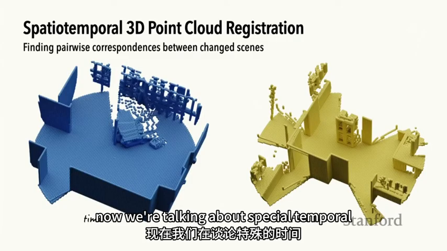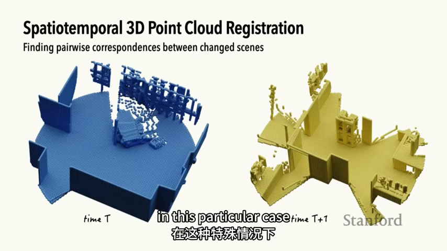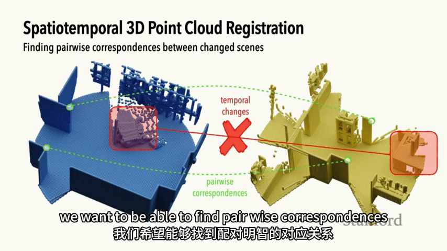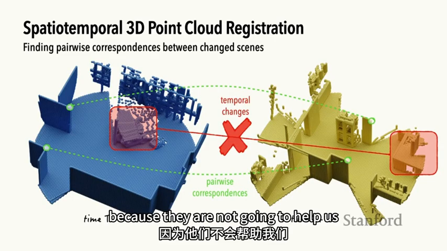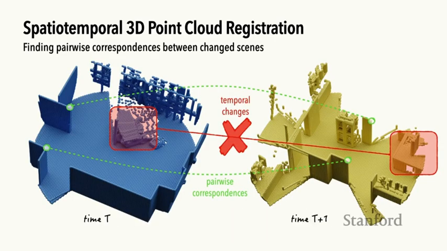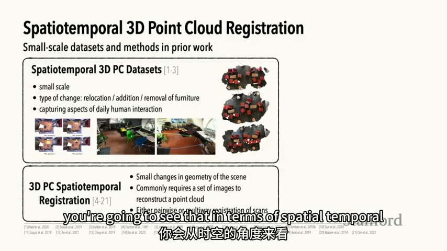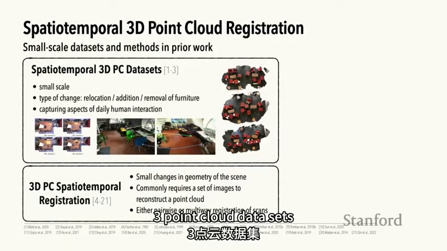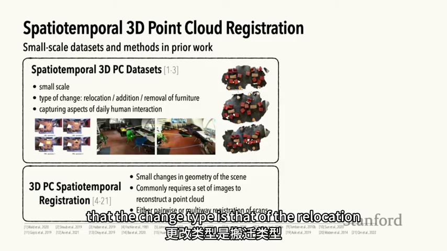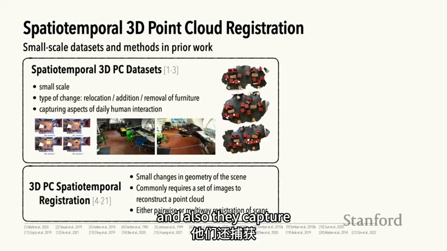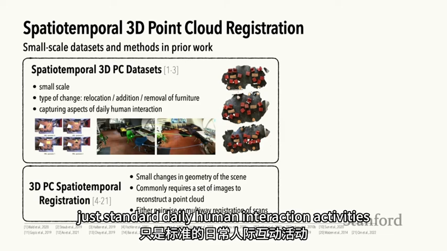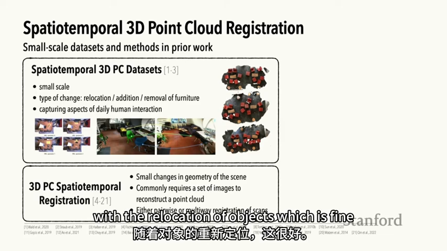Now, we're talking about spatiotemporal 3D point cloud registration in this particular case, where essentially we want to be able to find pairwise correspondences from the static parts of the scene and hopefully exclude the temporal changes because they're not going to help us align the geometries together. Looking into prior work, in terms of spatiotemporal 3D point cloud datasets, we are looking into datasets that have very small scale scenes, maybe up to a room, where the change type is that of the relocation, addition, or removal of furniture from the scene. And they also capture just standard daily human interaction activities with their relocation of objects, which is fine.